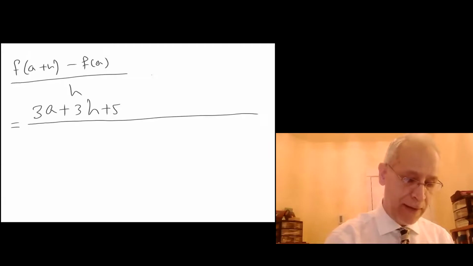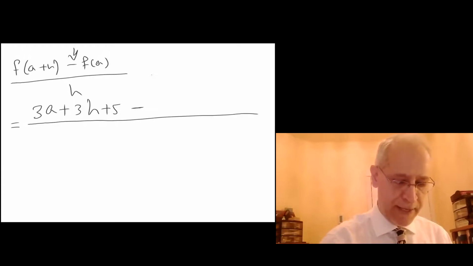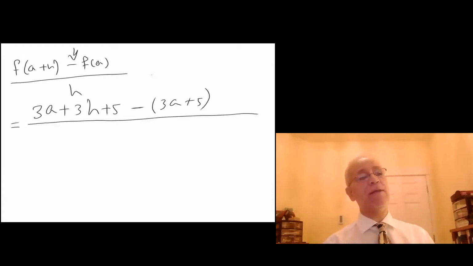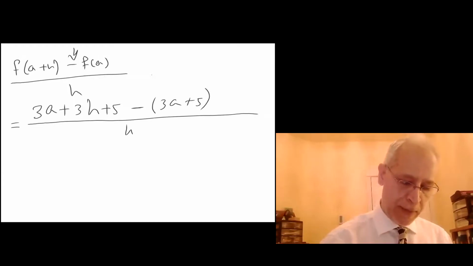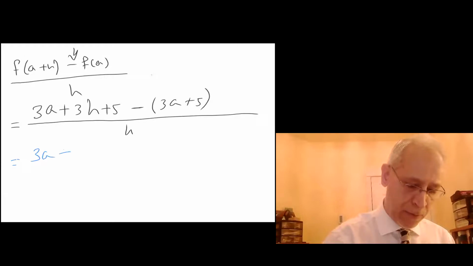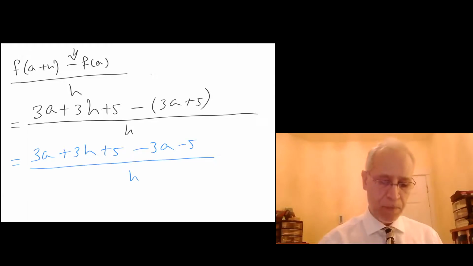And I have right here, minus. So minus what? Minus f of a. What is f of a? F of a we found out to be 3a plus 5. This parenthesis right here is very necessary, all over h. So this equals 3a plus 3h plus 5 minus 3a minus 5 all over h.